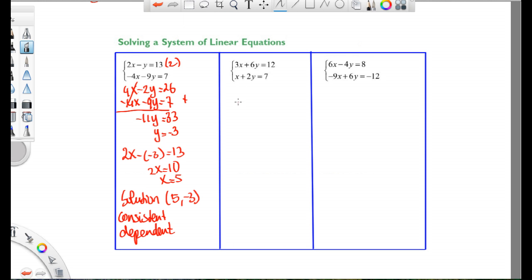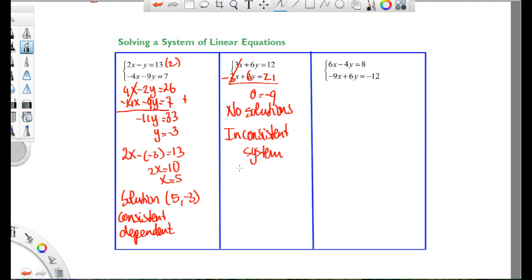Alright, let's look at this one. 3x plus 6y is 12. So multiply everything here by 3. So 3, 6, 7 times 3 is 21. Let's subtract. 3 minus 3 is 0, 6 minus 6 is 0, and 12 minus 21 is a negative 9. Well, 0 does not equal a negative 9, so this is a system that does not have any solutions, so no solutions to the system. So that means that this is an inconsistent system.